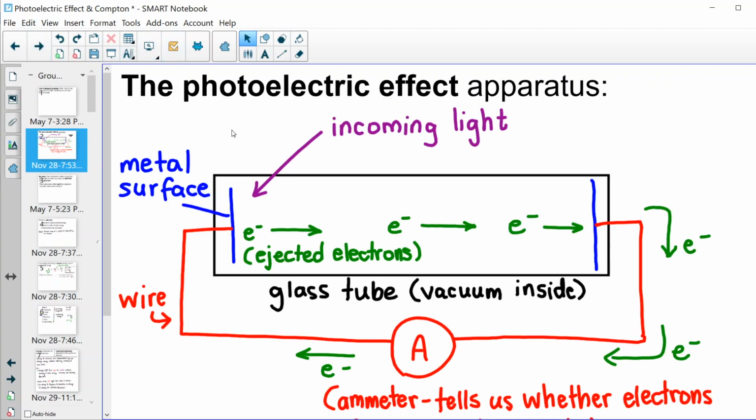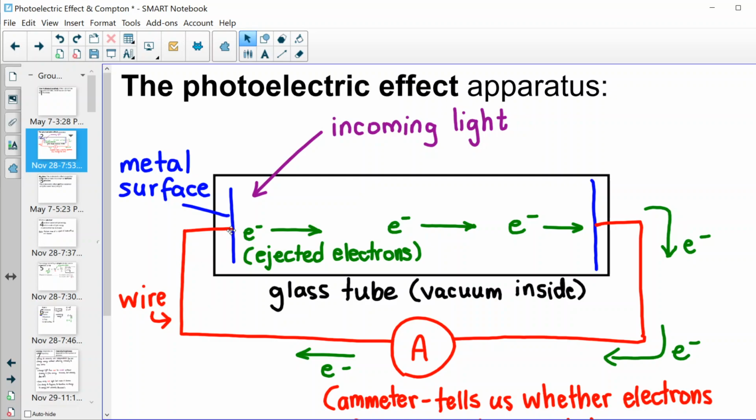So this is a setup. If you wanted to do the photoelectric effect in the lab, you might use an apparatus that looks kind of like this. The black rectangle is a glass tube with nothing inside of it, no air or anything else. That's what we call a vacuum. Inside there we have a couple of metal plates or metal surfaces. This one here is what we're going to shine the light on. It's what we call the cathode. And over here we have another metal surface. That one is called the anode.